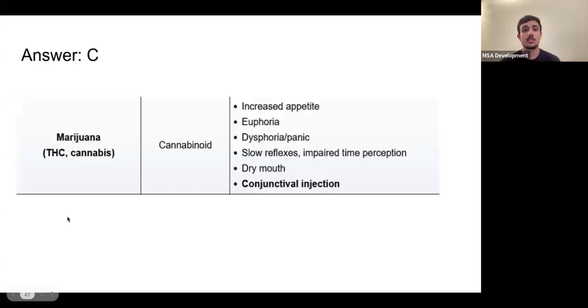So this is marijuana, also known as cannabinoids, so you can get both words. Increased appetite, you become very hungry. Euphoria, conjunctival injection, and dry mouth. Remember that. Slow reflexes. Now let's move on to the next question.